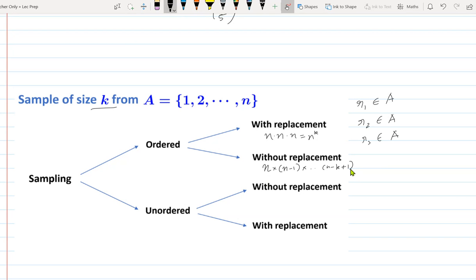Now what if it is unordered? That is, this choice of R1, R2, R3 was done behind closed doors, and then you are told there is this group of people which was selected.